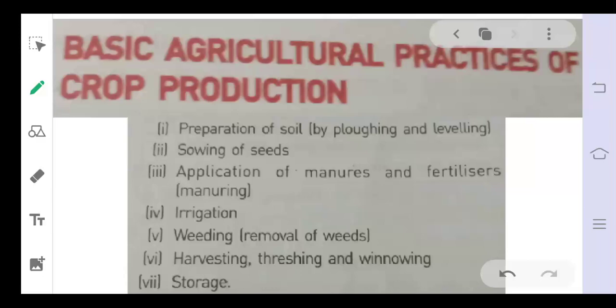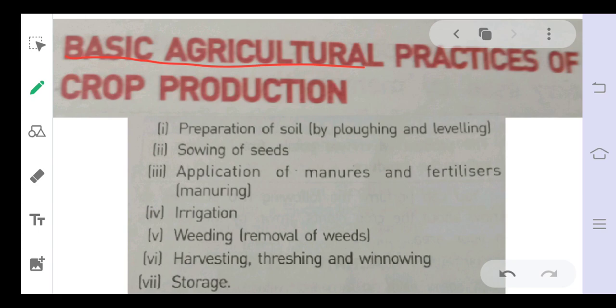Good morning, students. In the continuation of your subject Science, Chapter 1, today we are going to discuss the basic agricultural practices of crop production. Last day we discussed what is crop, what is agriculture, and what is crop production. But today we are going to discuss the basic agricultural practices.